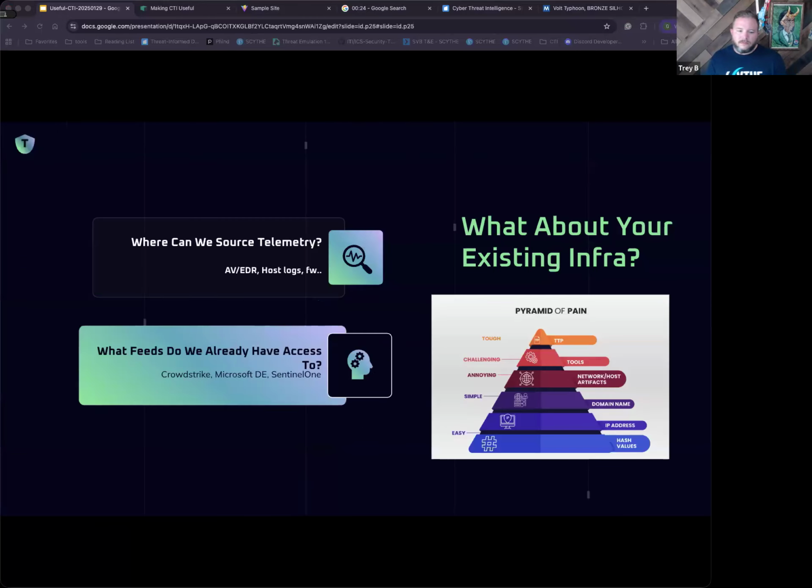So lastly, what about our existing infra? You source telemetry, right? You've got your AV, EDR logs, host logs, your firewalls, all of those things are generating analytics and data for you. So you've got to utilize those if you have the capability to ingest it, right?